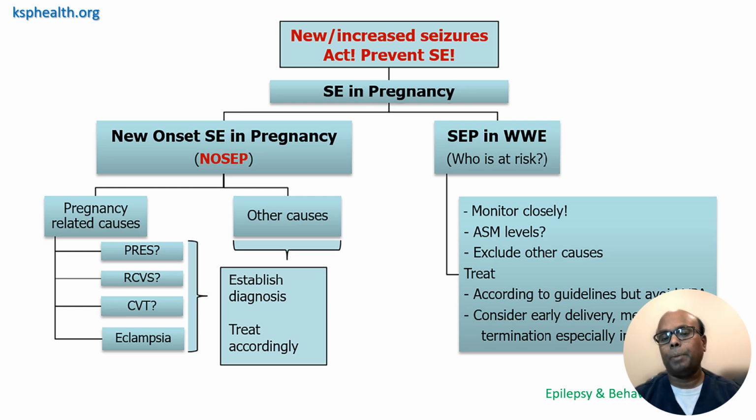And for status epilepticus with a previous history of seizures: monitor closely, check ASM levels, exclude other causes, and treat according to the guidelines. Consider early delivery or possible termination, especially if the seizure persists.